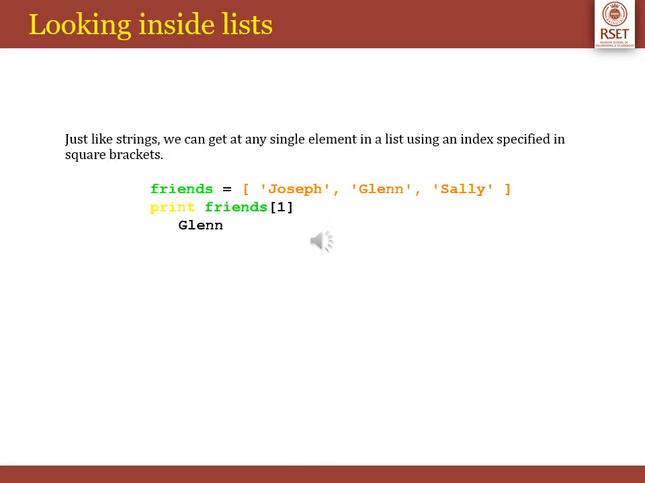So just like strings, if you look inside the list, we can get any single element in a list using an index specified in the square brackets. So if you have a list consisting of the friends, I can try to print friends of 1. Remember, the indexing starts at 0, just like the string.